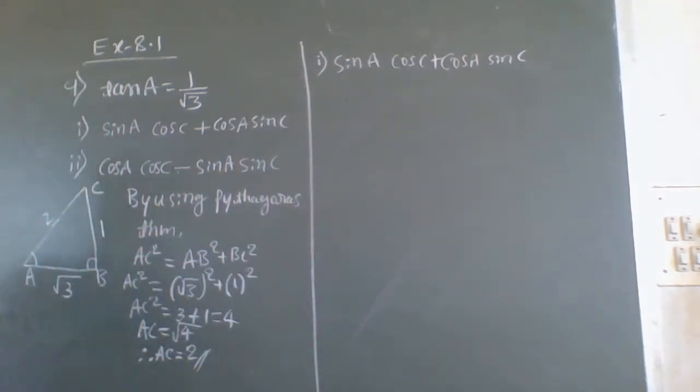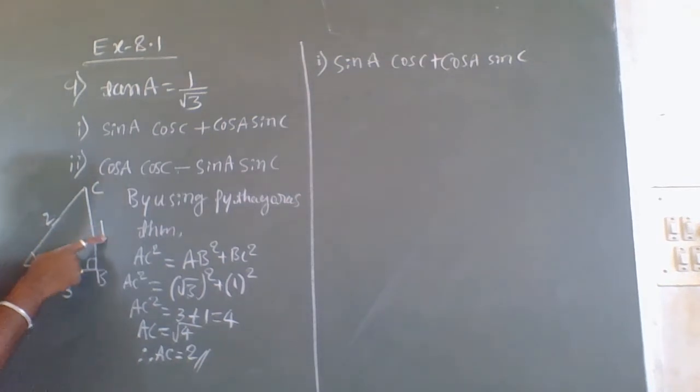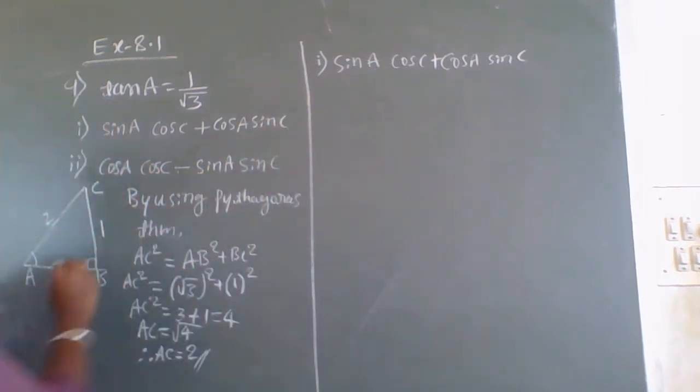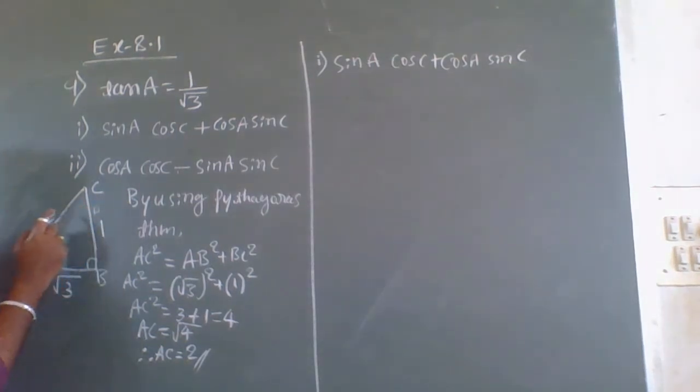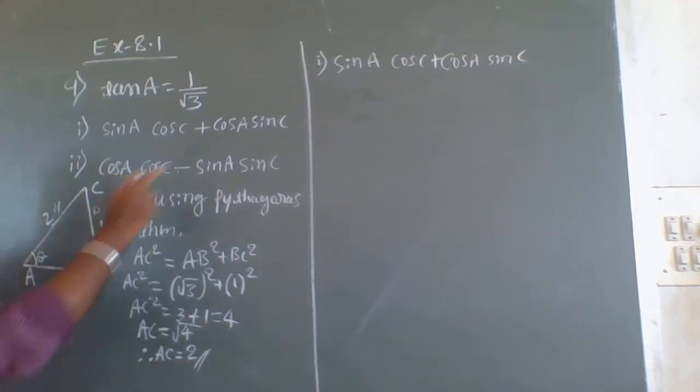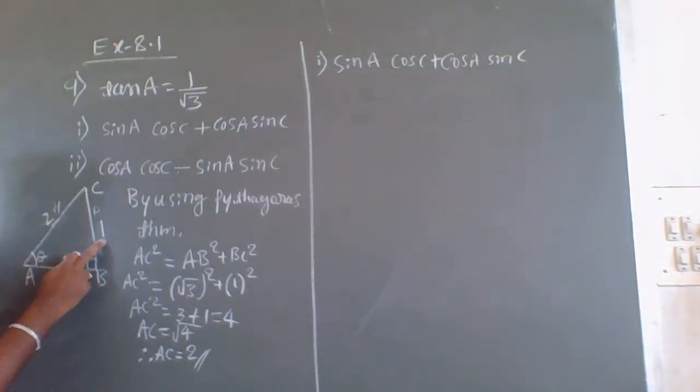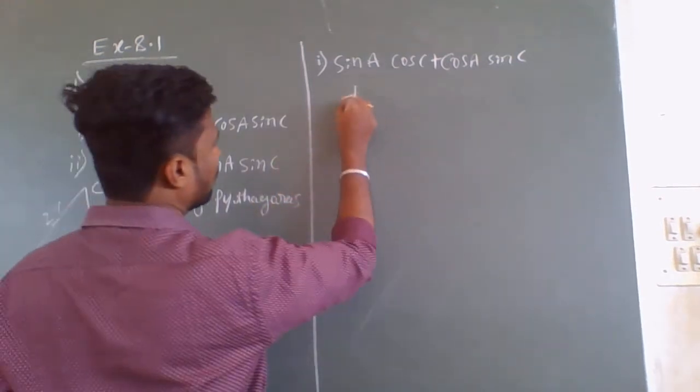Sin A means angle A is considered as theta, and sin is always perpendicular by hypotenuse, where perpendicular is the side opposite to theta. If A is theta, the perpendicular is BC and the hypotenuse is AC. So sin A equals perpendicular by hypotenuse, which is 1 by 2. So here I will write 1 by 2.